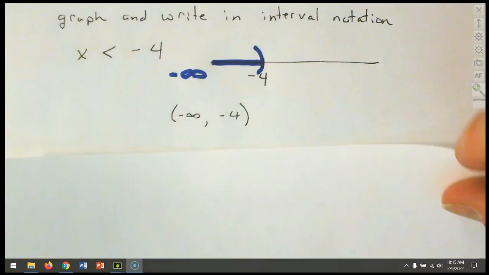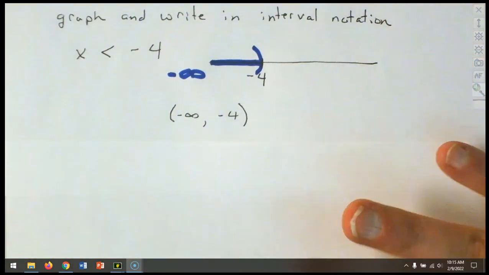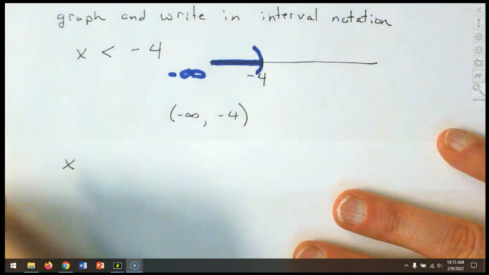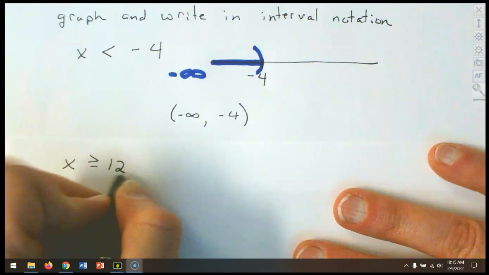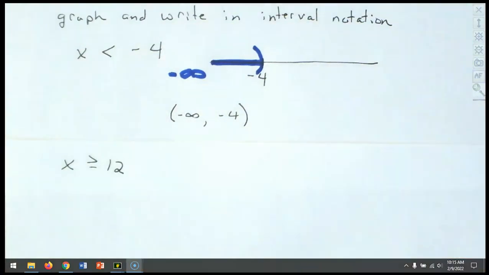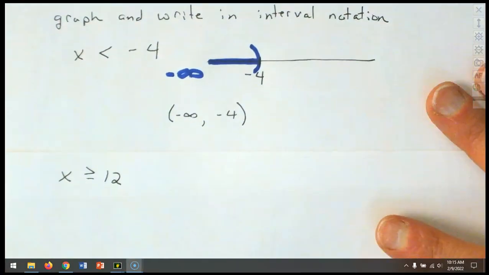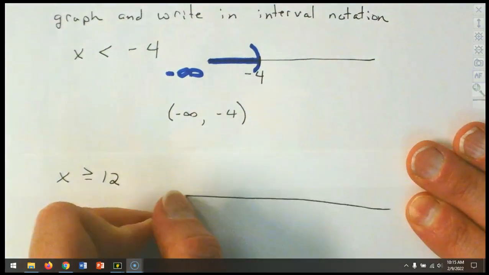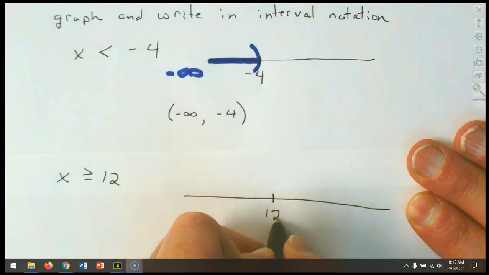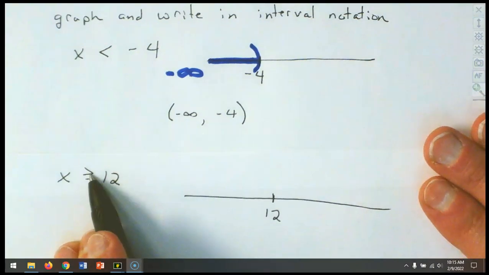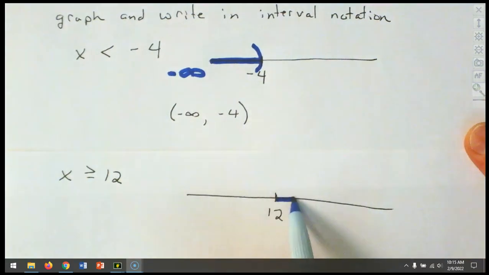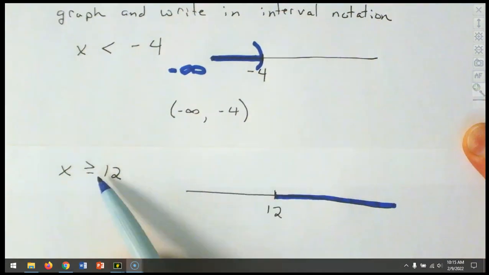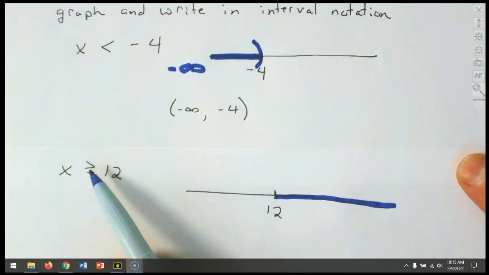Okay, let's do another one. Let's say x is, how about greater than or equal to 12? How would we graph x is greater than or equal to 12? Well, draw a number line. We put the 12 here. And we look at which way it points. Which way is it pointing? It's pointing to the right. So where do we shade? We shade to the right. See, the easiest way to remember is just look at which way it points. If it points to the right, shade to the right. Points to the left, shade to the left.